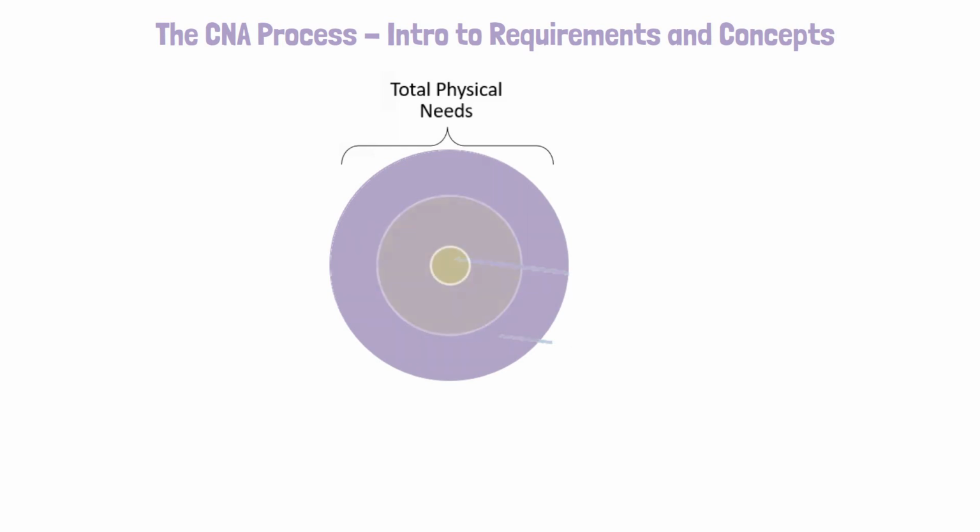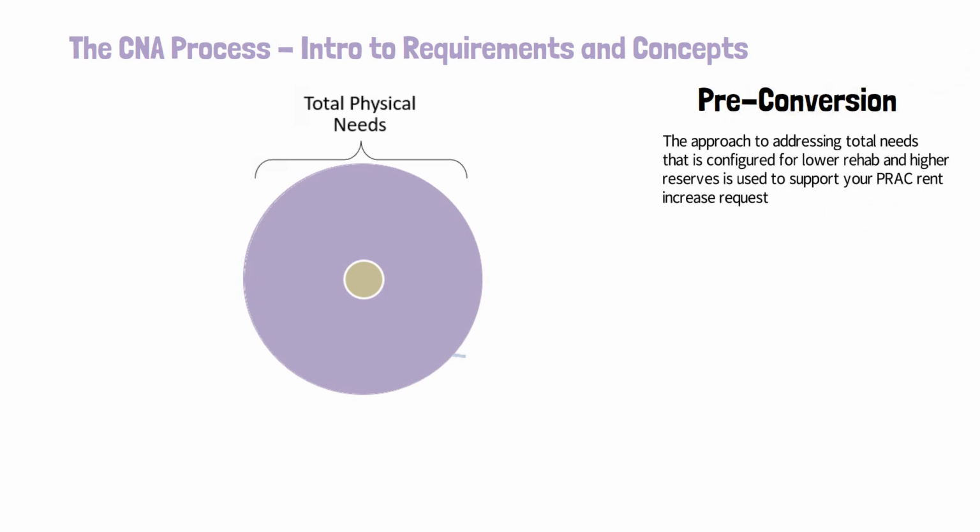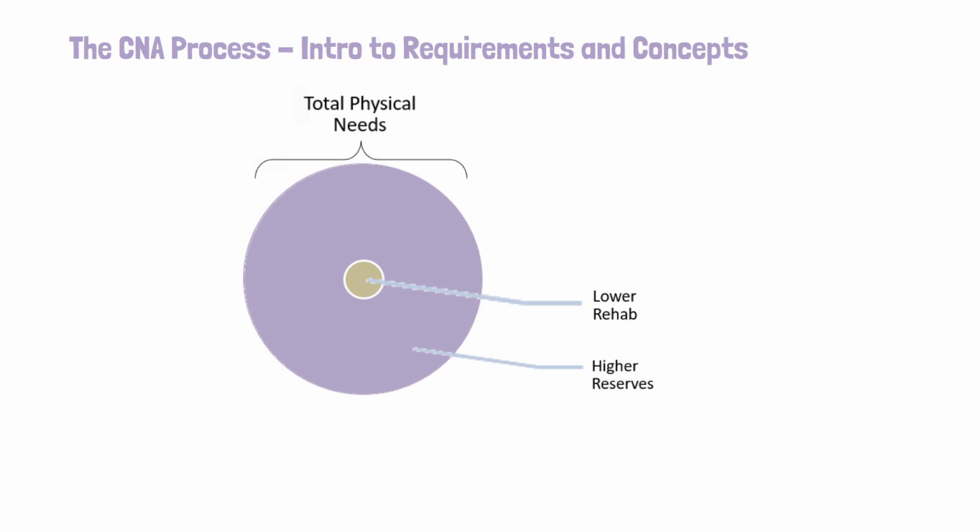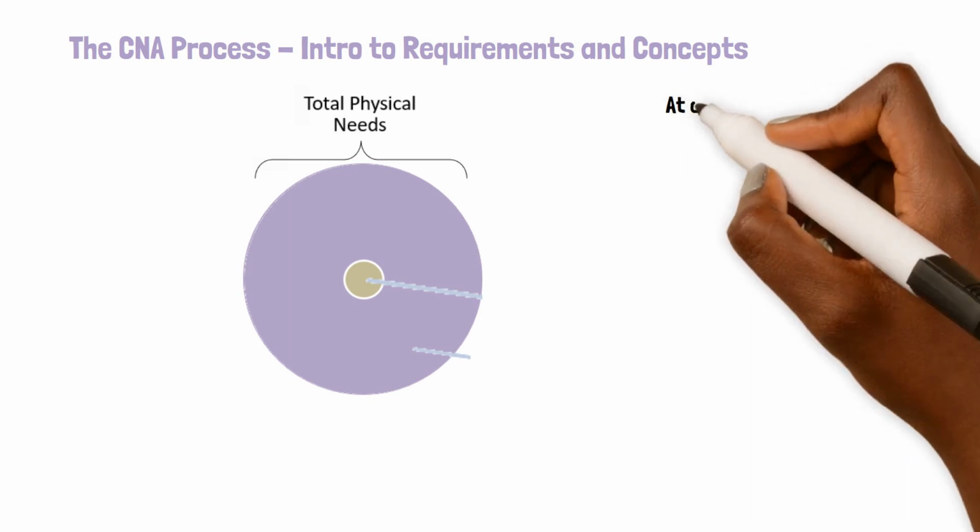In a RAD conversion, your CNA will be configured in both ways. PRAC rents are set based on a budget, which includes consideration of reserve for replacement needs. The approach with lower rehab and higher reserve deposits will be used to set your PRAC rents before conversion. The Section 8 contract rents that a property will have after conversion are based on the PRAC rents prior to conversion. Thus, a CNA can be used to justify an increase in the PRAC rent, which would ultimately carry forward to the Section 8 rent.